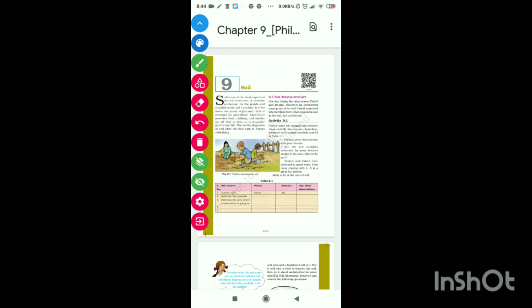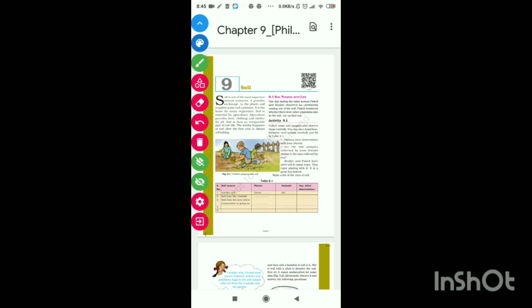Then, in table 9.1, you can see that there are 5 columns: serial number, soil resource, plant, animal, any other observation. In this table, three samples of soil are there from different areas: garden soil, soil from the roadside, and soil near a construction area. So you can fill this.